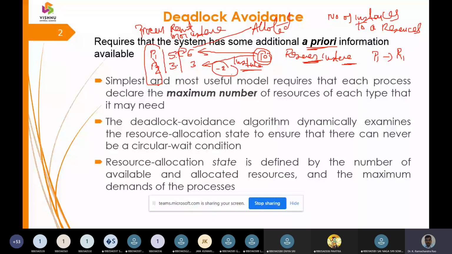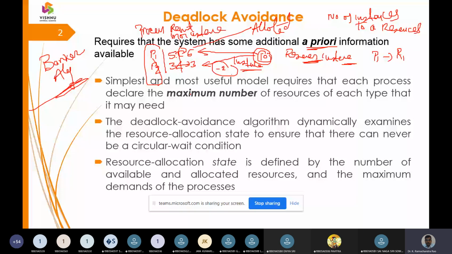So in this way, a scenario is going to be built up with the banker's algorithm. Based upon the maximum need, how many instances a process needs towards the resource that it is going to handle.